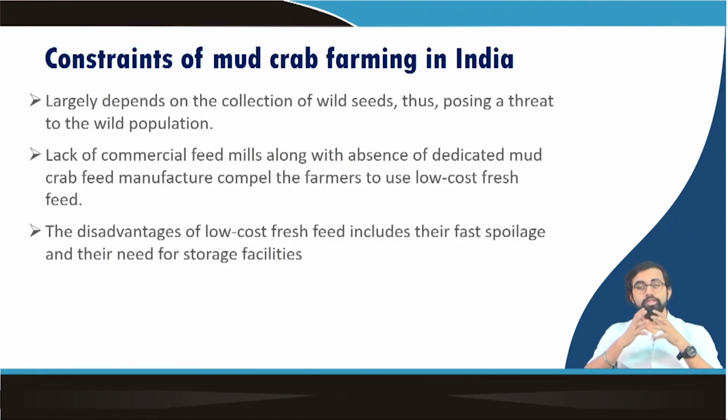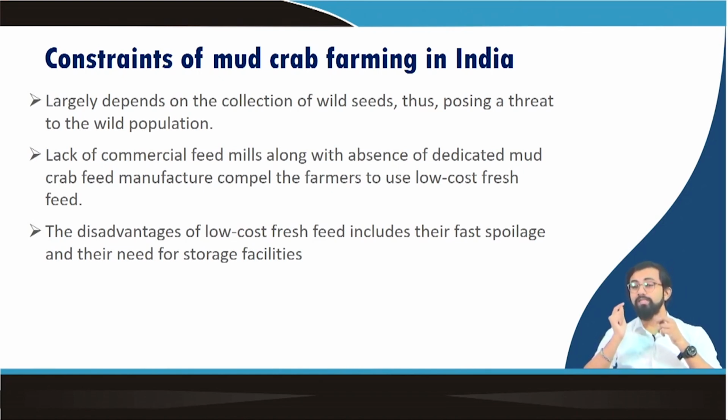So what are the constraints of mud crab farming in India? It largely depends on the collection of wild seeds, thus posing a threat to the wild population. That's a major problem. Lack of commercial feed mills, along with the absence of dedicated mass mud crab feed manufacture, compels farmers to use low cost fresh feed. So in India, there should be proper crab feed manufacturing units.